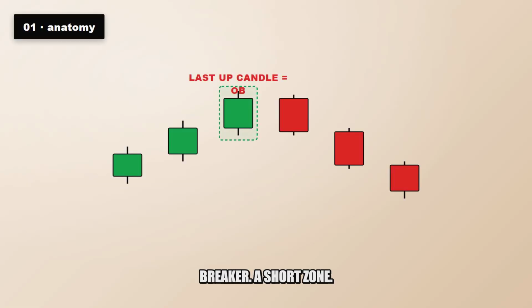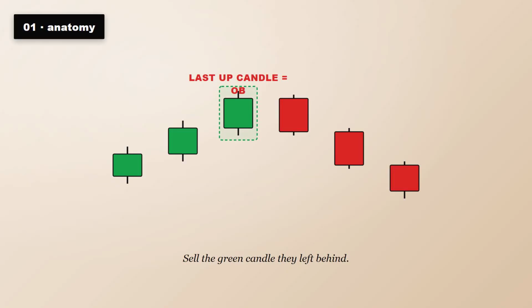So a failed bullish order block becomes a bearish breaker, a short zone. A failed bearish order block becomes a bullish breaker, a long zone. You don't lose the level when it breaks. You flip it, and you trade the trapped traders trying to get out.